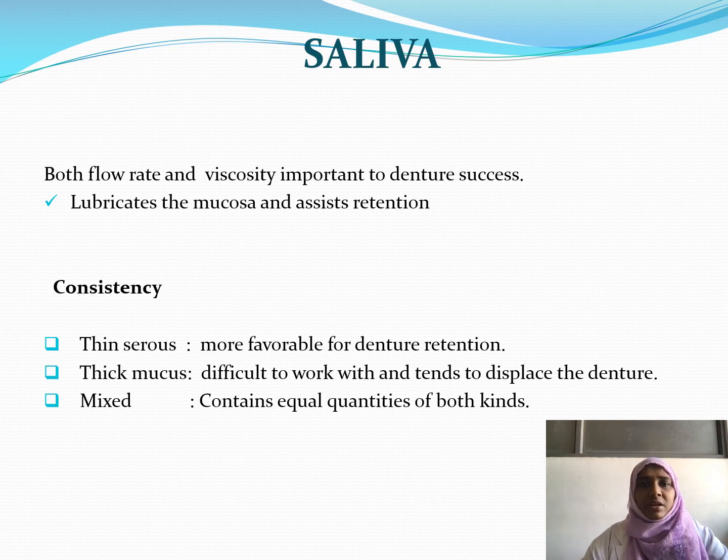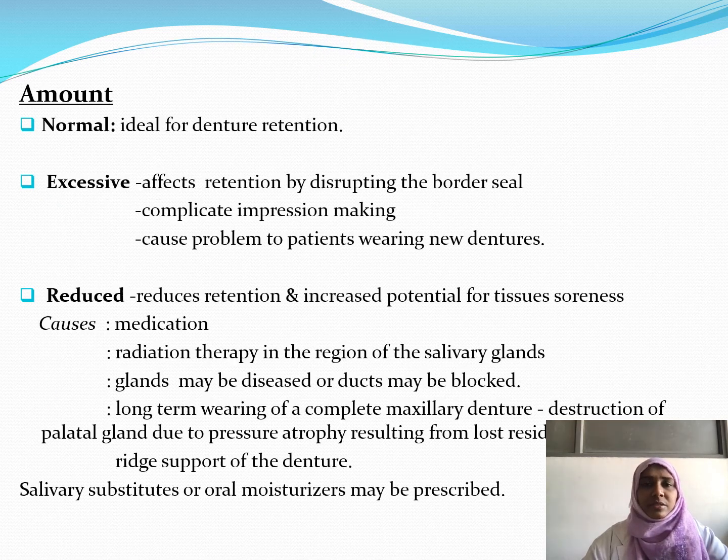Coming to the saliva, both flow rate and viscosity are important for denture success, and it lubricates the mucosa and assists the retention. The consistency of the saliva includes thin serous, thick mucus and mixed. Thin serous is more favorable for denture retention, and mucus is difficult to work with and tends to displace the denture, and mixed contains equal quantities of both serous and mucus.